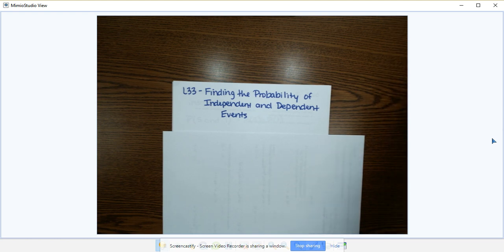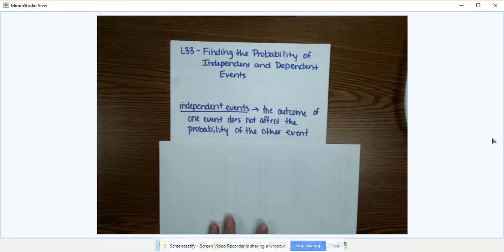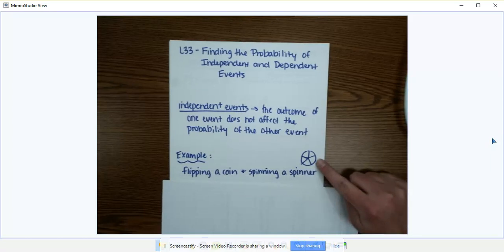Today we're going to look at finding the probability of independent and dependent events. What it means to be an independent event is that the outcome of one of our events does not affect the probability of the other event. For example, if we have a coin and then this five section spinner, those don't affect each other.